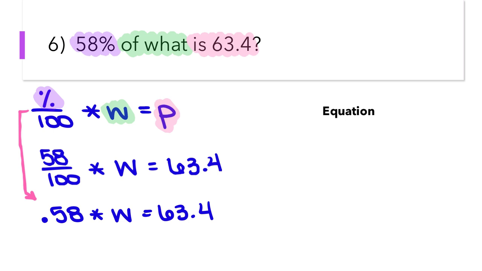Now, if you're able to go from the equation immediately down to that third row, that's fine. It just means you've got it in your head that the percent has to be divided by 100 to become a decimal.